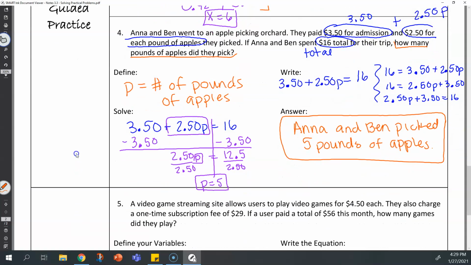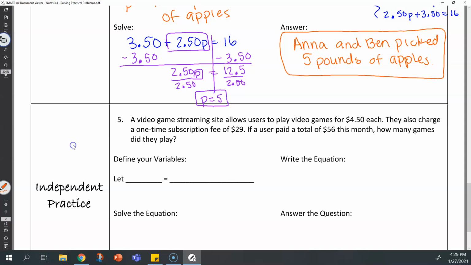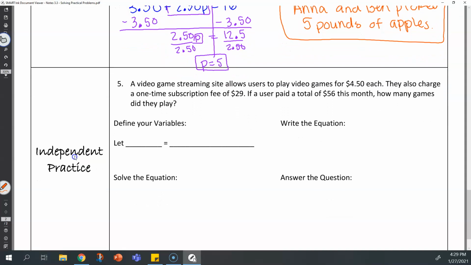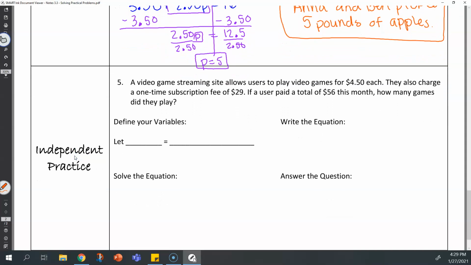All right. Number 5, I want you to try entirely on your own. It says, a video game streaming site allows users to play video games for $4.50 each. They also charge a one-time subscription fee of $29. If a user paid a total of $56 this month, how many games did they play?